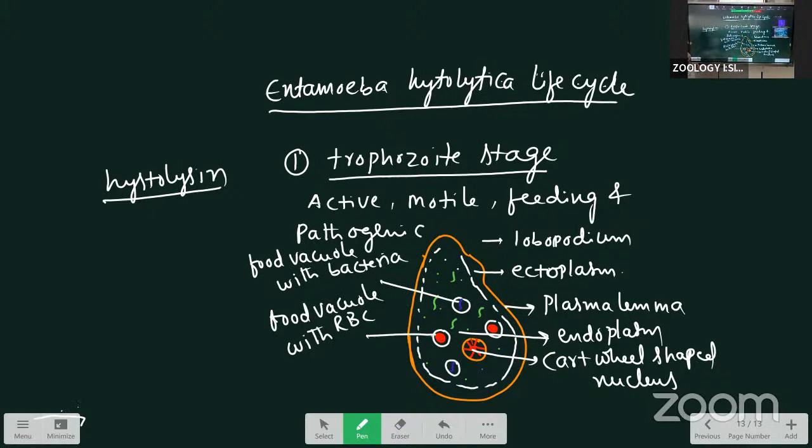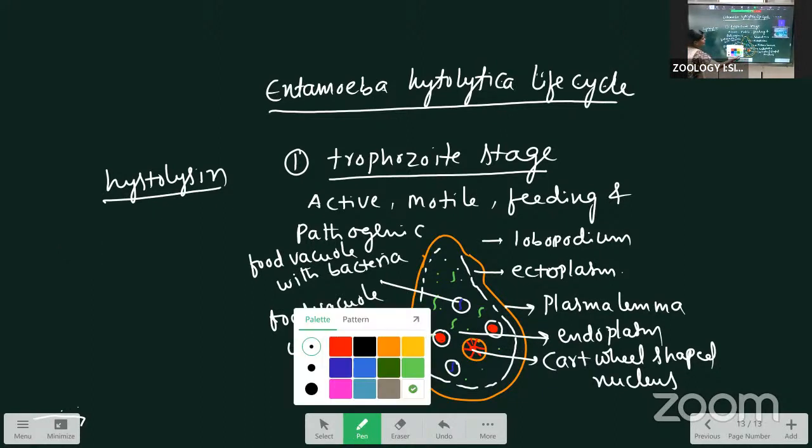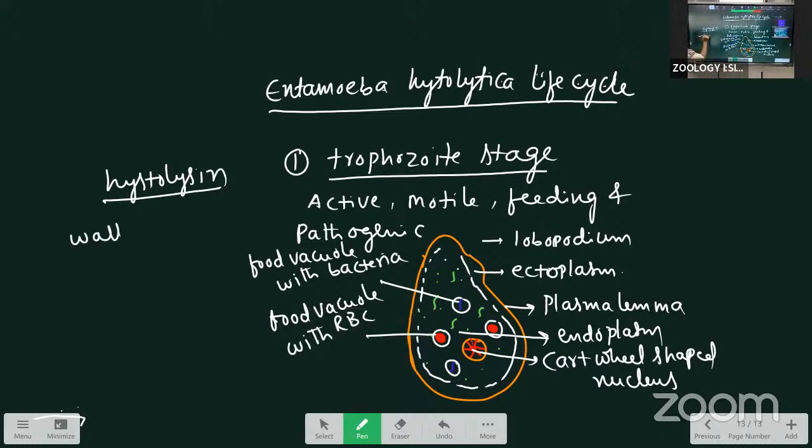Next, where is it present? The trophozoite stage is mainly present in the wall of the large intestine, particularly in the mucosa and submucosa.